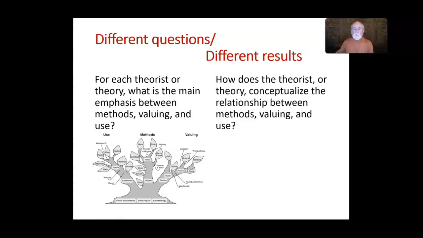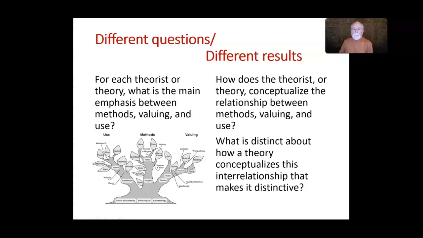But if you ask a different question, how does the theorist or theory conceptualize the relationship between methods, valuing, and use, you get a different approach. What is distinct about how a theory conceptualizes this interrelationship that makes it distinctive? And as I've suggested, theorists now address all 3 branches as well as other factors in their practice. And that's what we're going to delve into in this video.